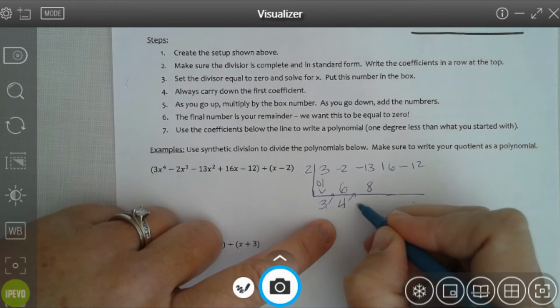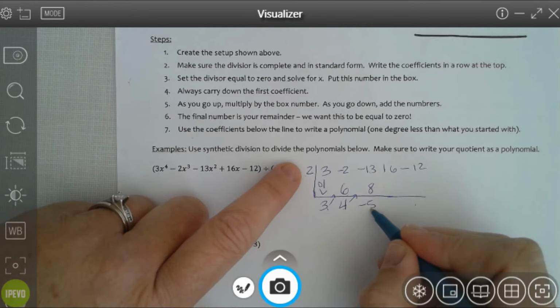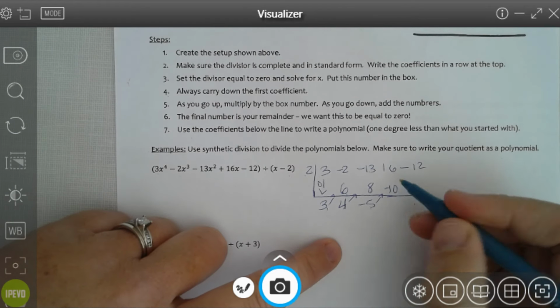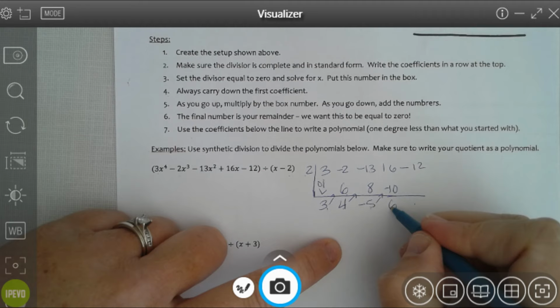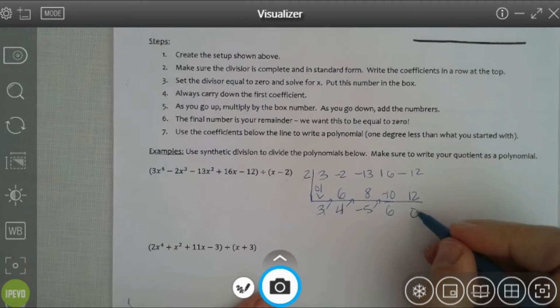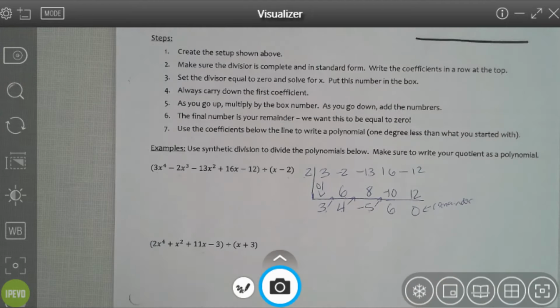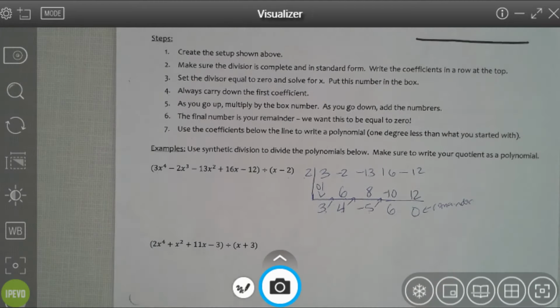Add these two numbers. Multiply it on the outside to bring it back up. Add these two numbers right here. Multiply by the 2 to bring it back up. And we end up with 0. So this right here is called your remainder. And your remainder in this term is 0. So that's good. When you do your delta math tonight, the first one is going to be a 0 there also.